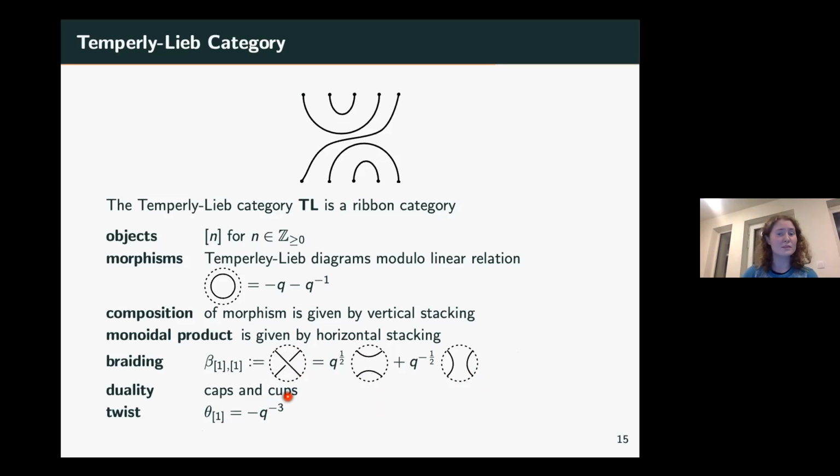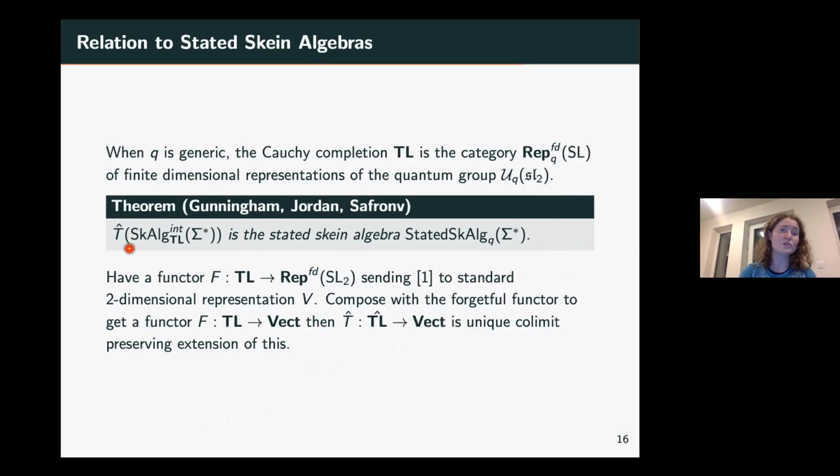So this is a nice ribbon category, and we can consider the internal Skein algebra, or you could consider the Skein category, but we're going to consider the internal Skein algebra and color it by this. What you do is you basically get a stated Skein algebra. Well, technically, what you need to do is go from the Temperley-Lieb category to the finite dimensional representations of SL2, and then go from that using your forgetful functor to vector spaces, and then extend it. But this is essentially just messing around with a little bit of category theory to make them match up perfectly.